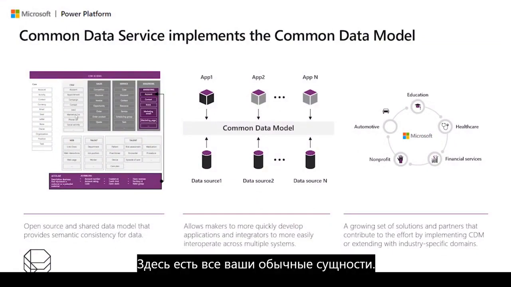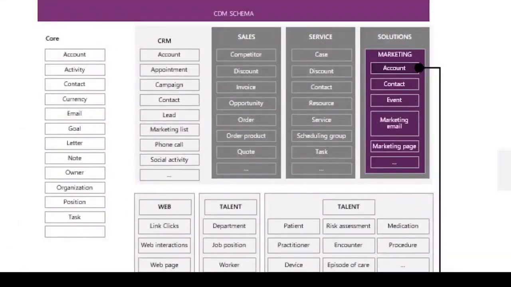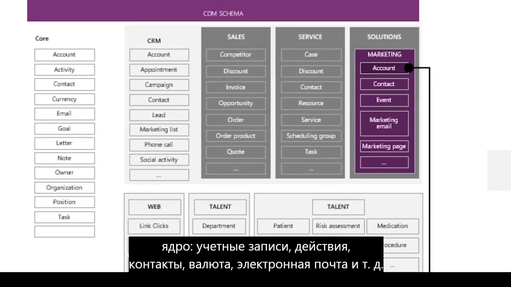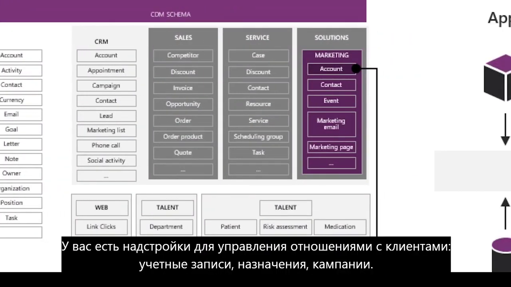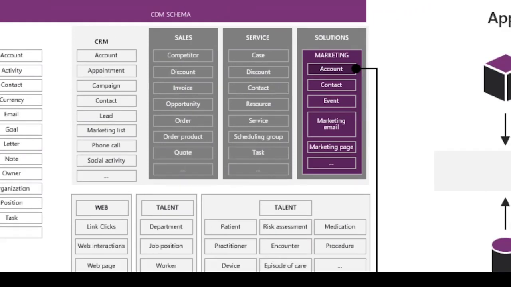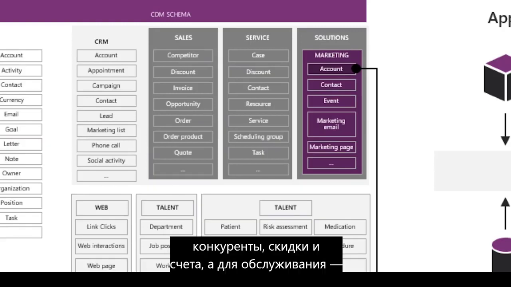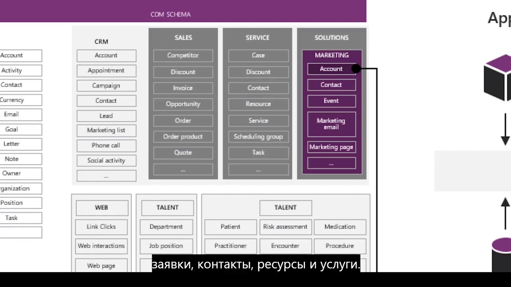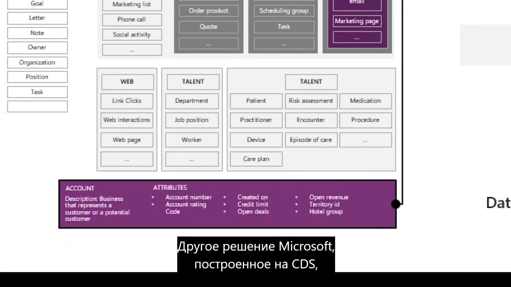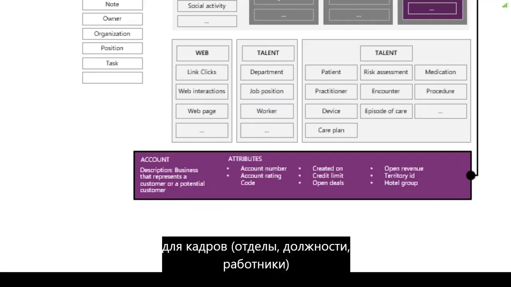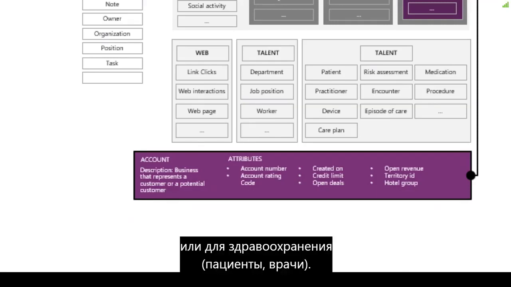Here you have all your normal entities. So you have your core, which is like accounts, activities, contacts, currency, email, everything. And then you have all your CRM add-ins that are accounts, appointment, campaign. And then if you have modules in CRM that are around sales or customer service, then you have competitors, discounts, invoice, and also from a service perspective, cases, contact, resources, and service. And the other solutions of Microsoft that are built on CDS use other parts of the accelerator, like for talent, so the department, job position, the worker, or in healthcare with patients and practitioner.